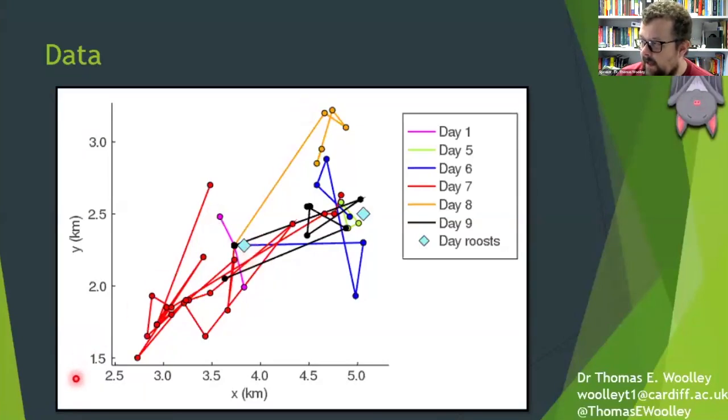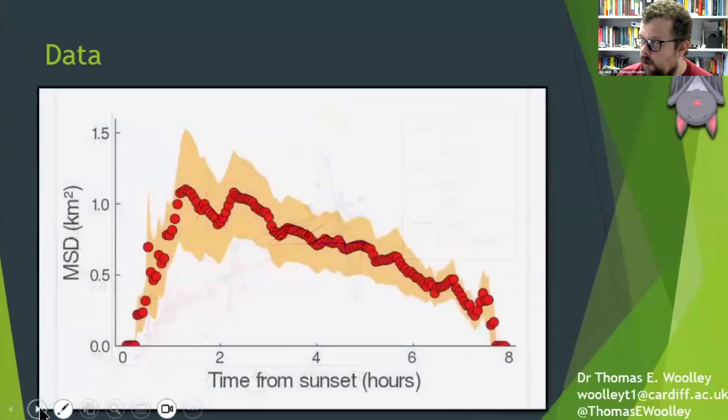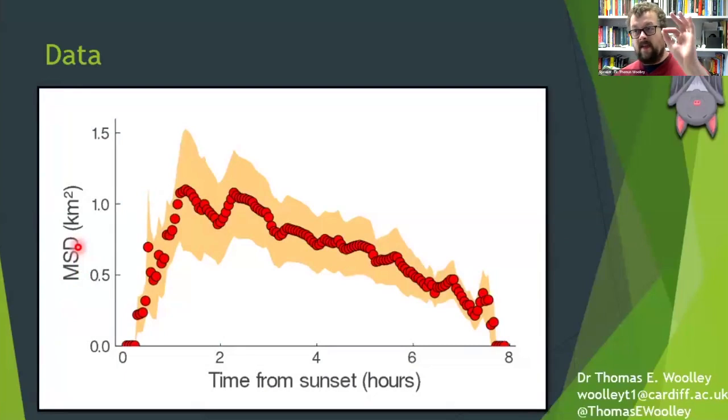What we do instead is we use the mean squared displacement. What that means is we know where they start, that's their roost, and then throughout the night we say how far they are from their roost, that's their displacement. We square it, and then we average it over all the bats' locations that we know. And that's what we track throughout the night, the mean squared displacement over time from sunset. And hopefully you can see from the data, it's much clearer now.